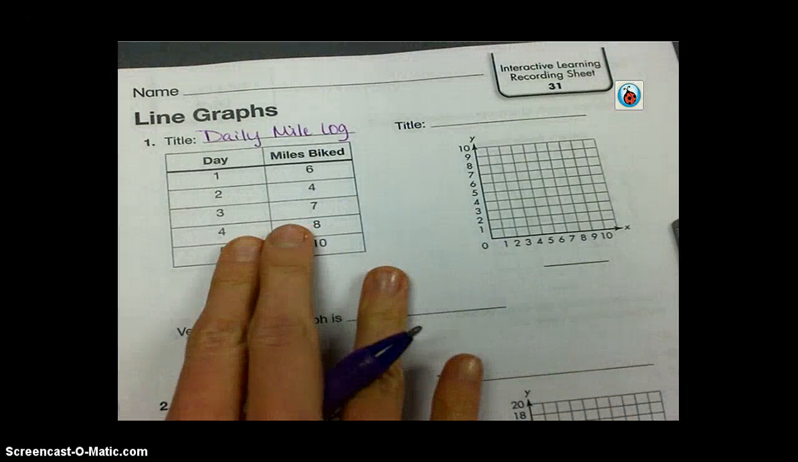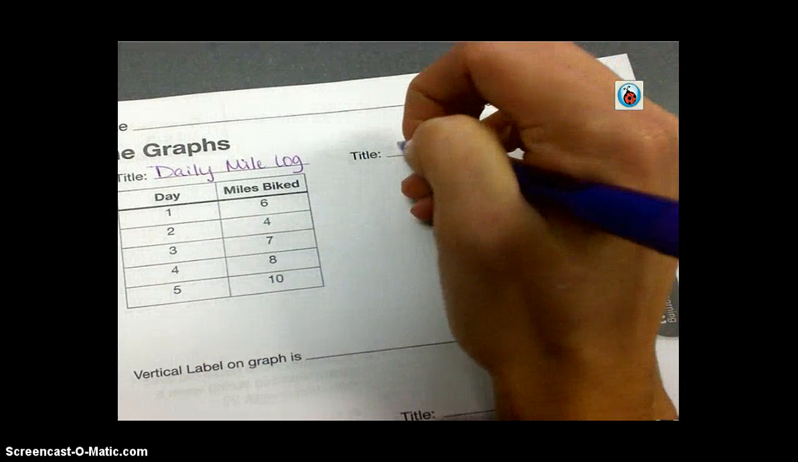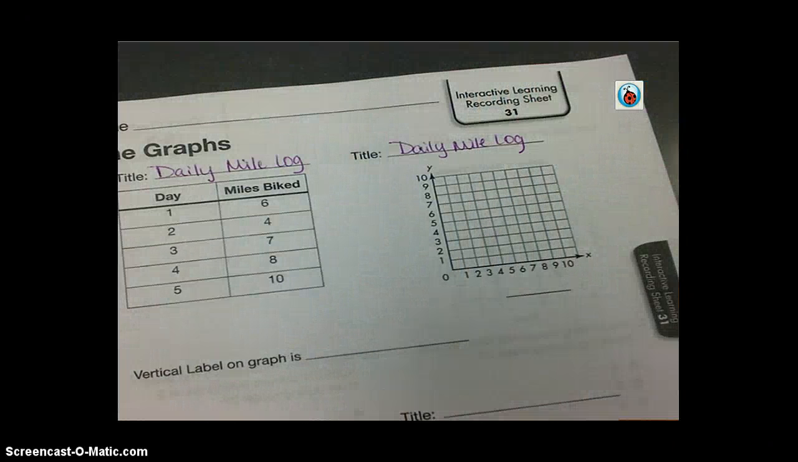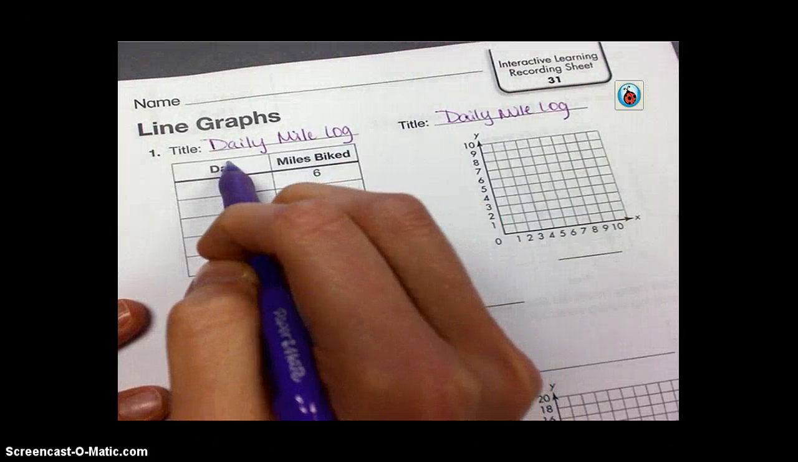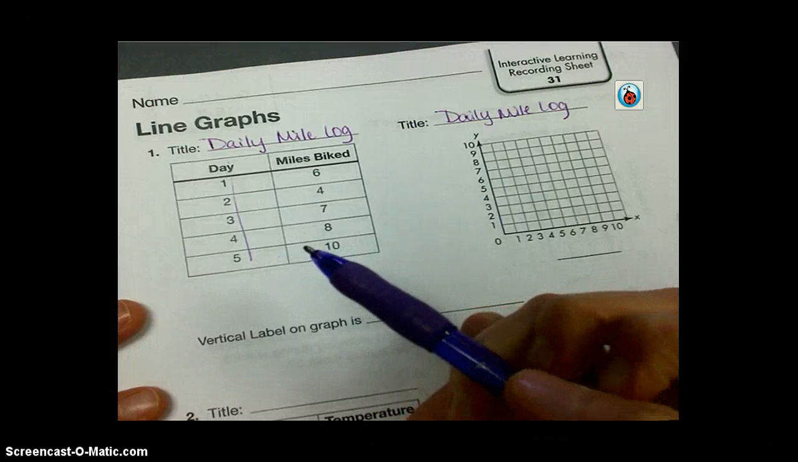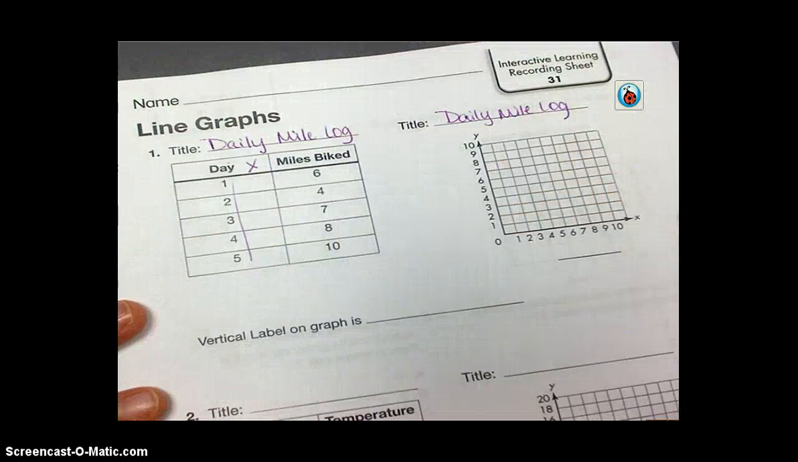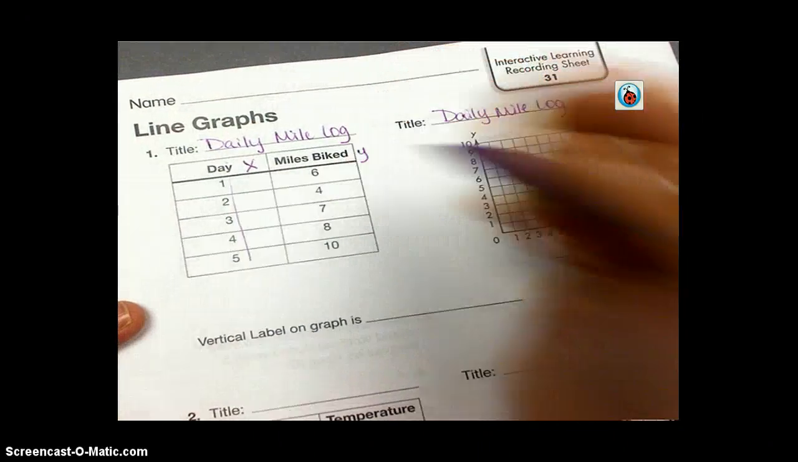So since that is the title on our frequency chart, it's also going to be the title of our line graph. Daily mile log. So, because these come first, the days, they're going to be what? Our X or our Y, Braxton? These values will be the X. I'm going to put the X right here. The miles biked comes second, so they will be our Y.